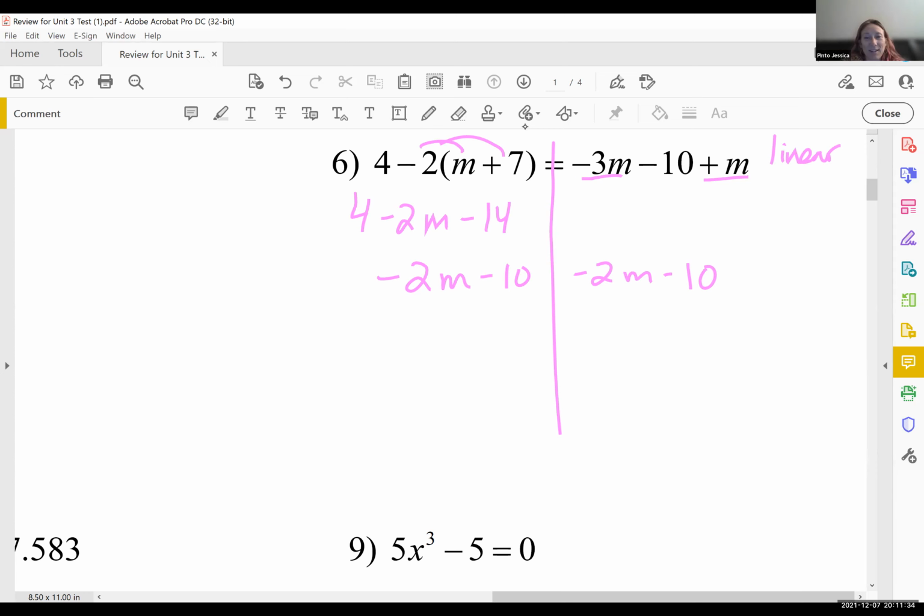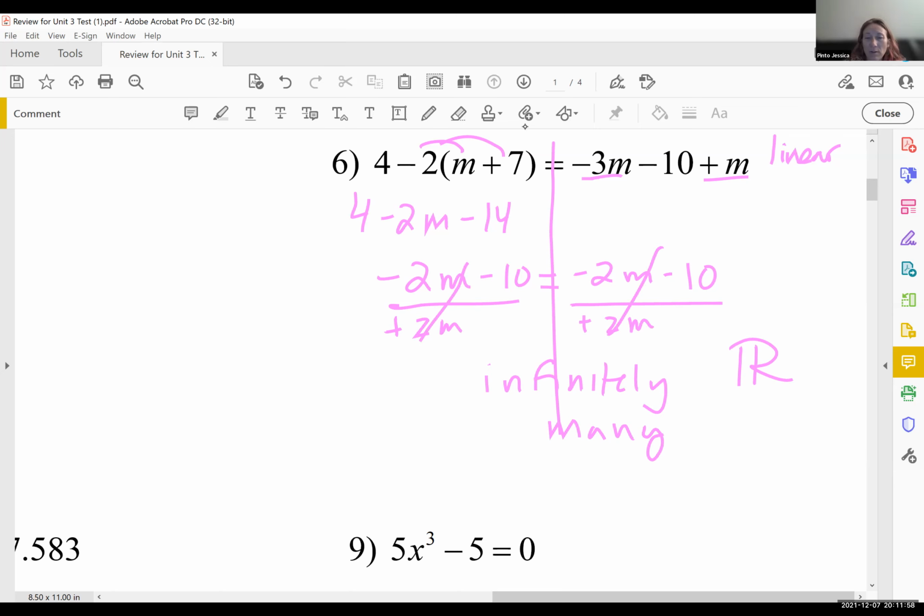Oh, well, this is a funny one. So we have the exact same thing on both sides. So that's infinitely many solutions. Or you could say all real numbers. If you didn't notice that, you would keep going and you would say plus 2m plus 2m. They both cancel out. So you get negative 10 equals negative 10. And that's a true statement. That's why that's the case. Let's look at number 7.